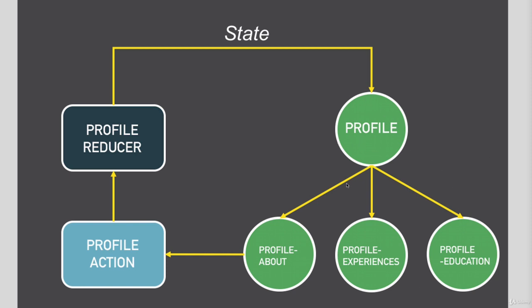Okay, in this case, it could be our profile component, and then we might have inner components or child components like about, experiences, education. All this stuff comes from the profile state. Okay, the experiences, education, the bio, all that stuff. So we want to get that to basically rain down from the reducer.